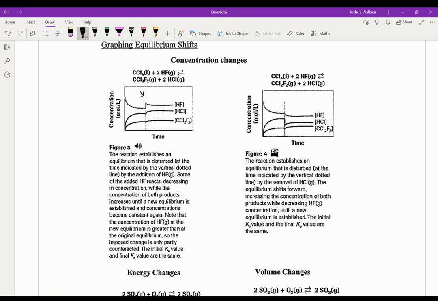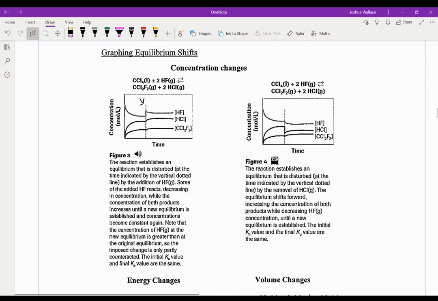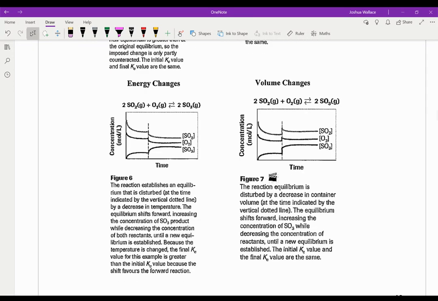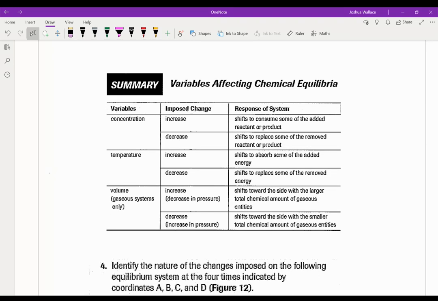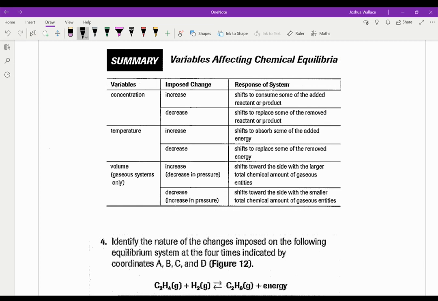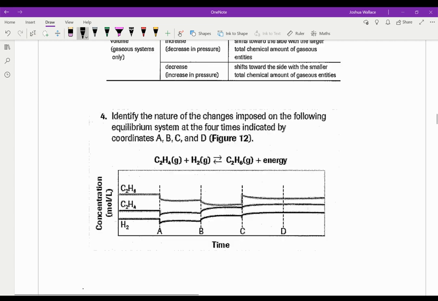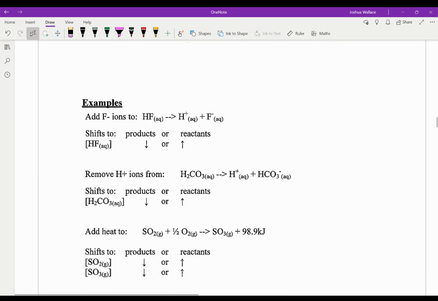We have another one here, just doing the same thing. Take a look at that. These are both looking at concentration changes. Here's energy changes. Here's volume changes. I encourage you to take a look at that. We have a summary here about variables affecting chemical equilibria. So for concentration, the increase shifts to consume some of the added product. Again, you can take a look at some of these, and a little practice question here for you to do. We're going to look at some examples here though.